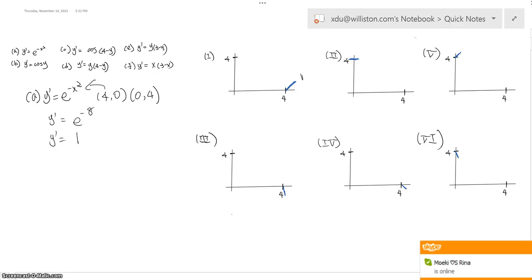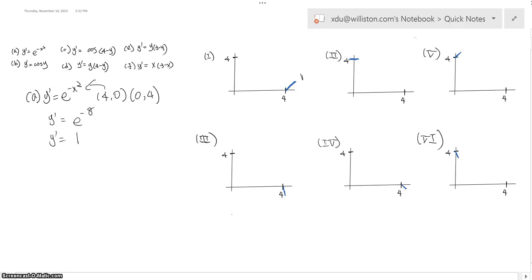So let's take A, for example. When we plug in x equals 4 into the equation, we get y prime equals e to the negative 8, and x equals 0 into the equation, we get y prime equals 1. We can't figure out the actual number for e to the negative 8 without a calculator, but we can figure out that e to the negative is a positive number, and it's really close to 0.